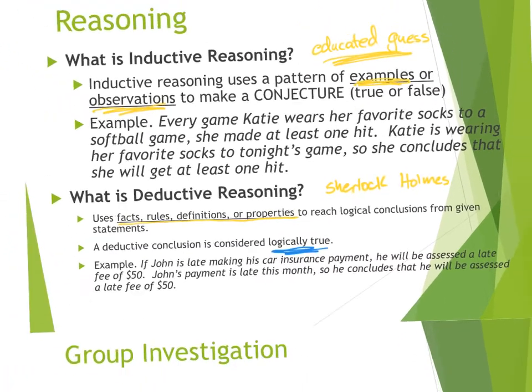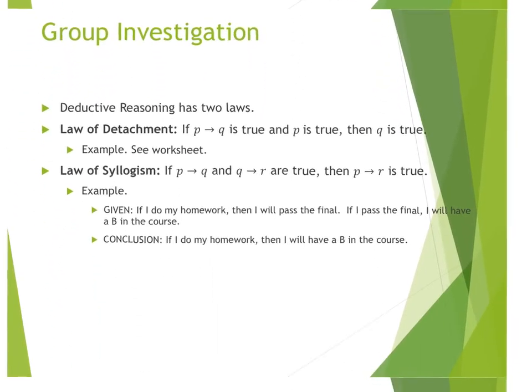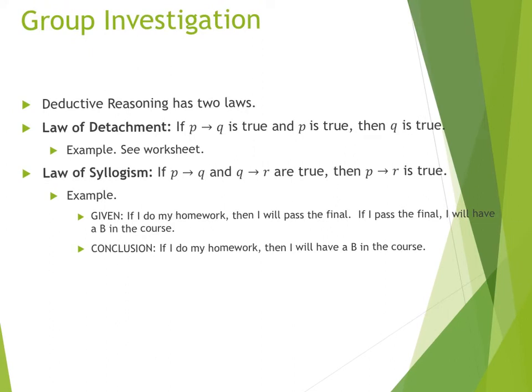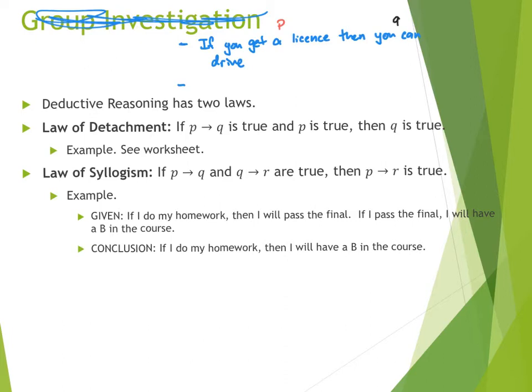Now, deductive reasoning has two laws. The two laws of deductive reasoning are the law of detachment and the law of syllogism. Now, the law of detachment states that if P, then Q is true, and P is true, then Q is true. Now, that may seem a bit confusing, but once you have an example, it's a bit easier to see. Given the example I have up top, if you get a license, then you can drive. Here is your if P, then Q. P is if you get a license, and your Q is then you can drive.